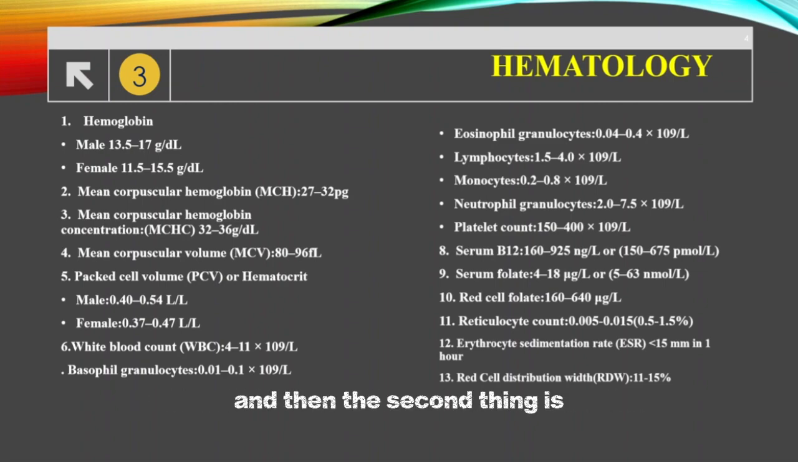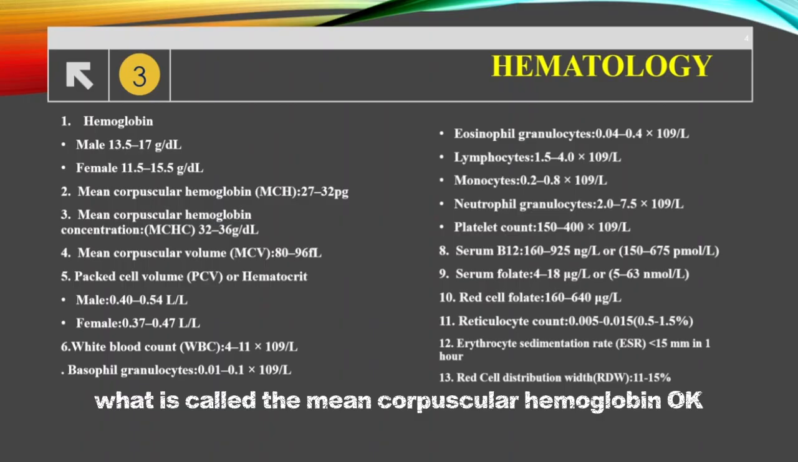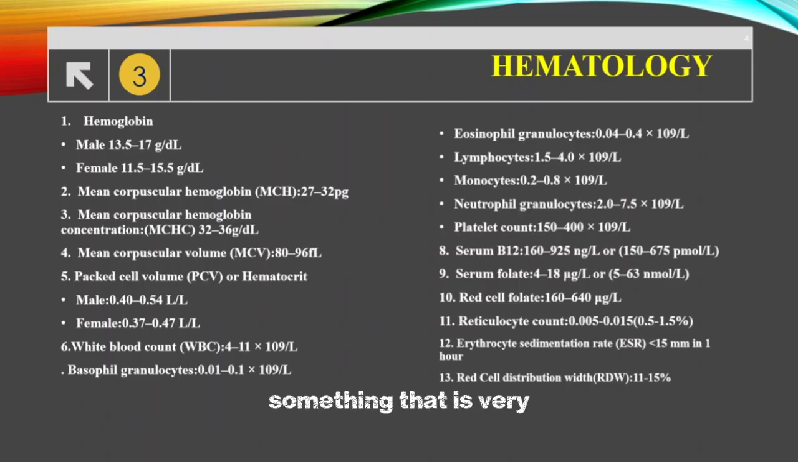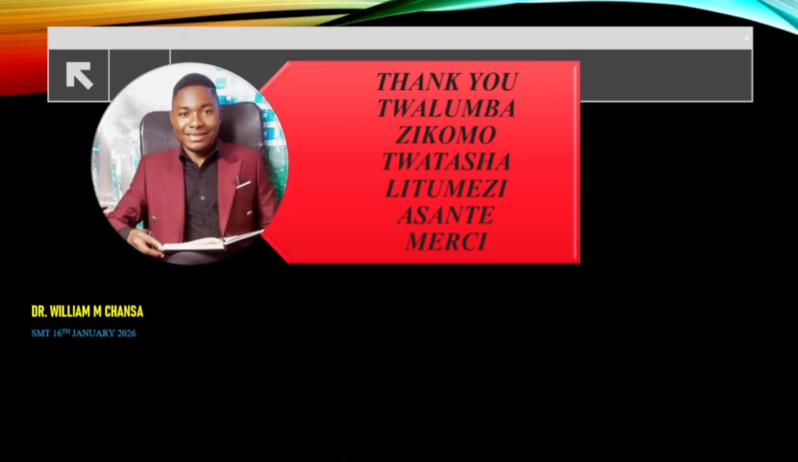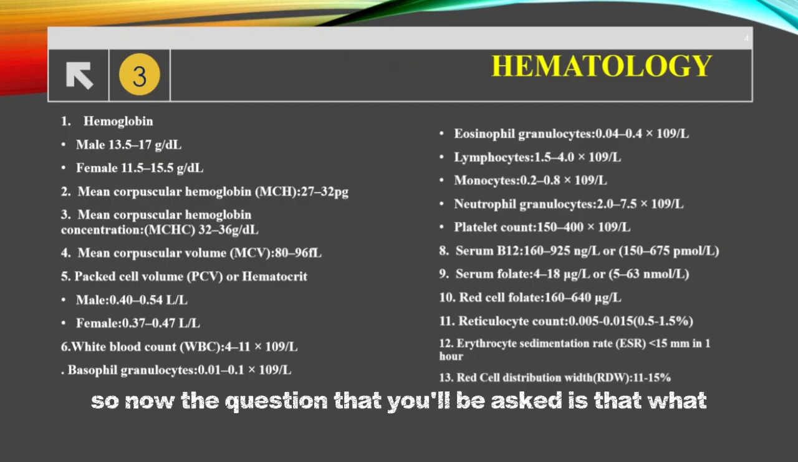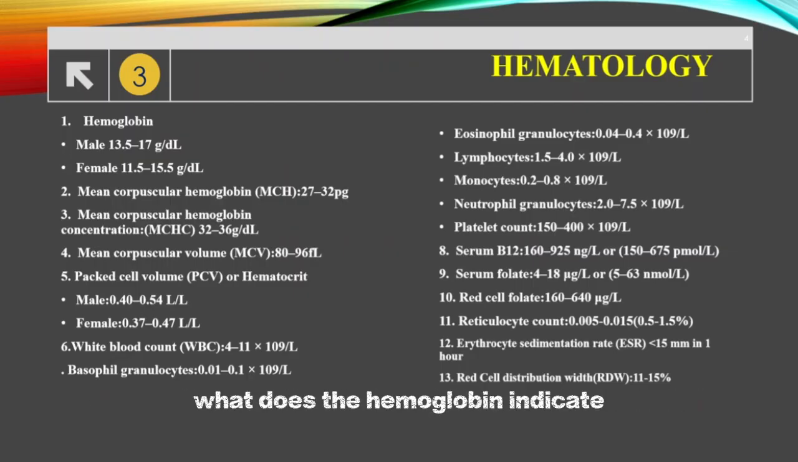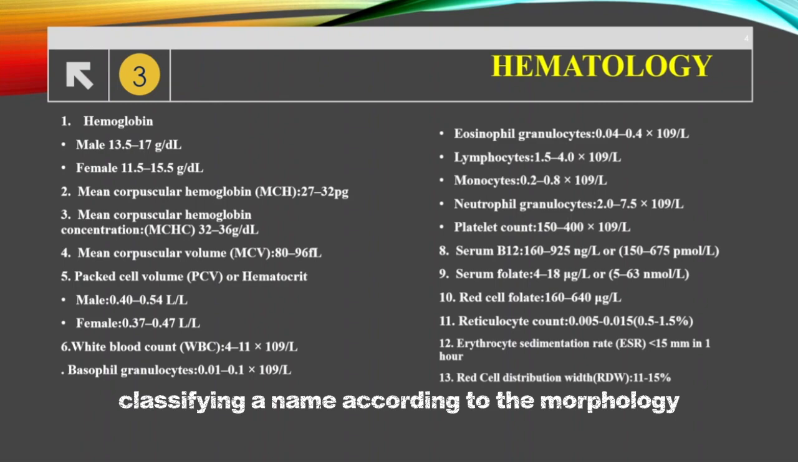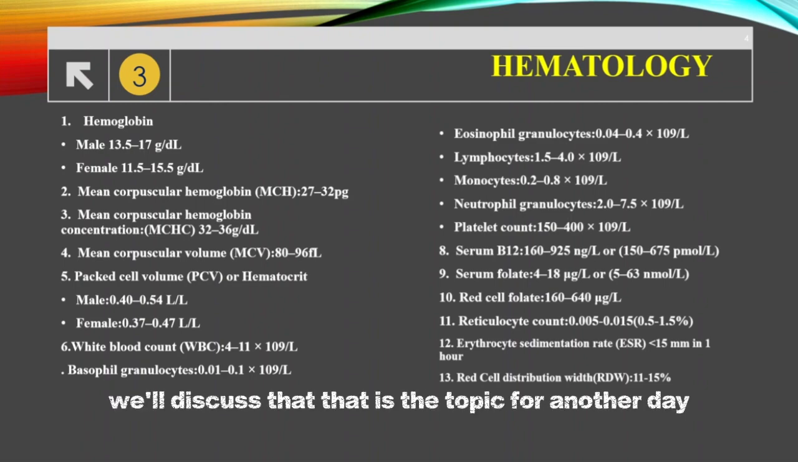The second thing is the mean corpuscular hemoglobin, also very important. The question you'll be asked is, what does the mean corpuscular hemoglobin indicate? It indicates the average mass of hemoglobin in each red blood cell. That's what the MCH indicates. This is also important in classifying anemia according to morphology. We'll discuss that, which is a topic for another day.